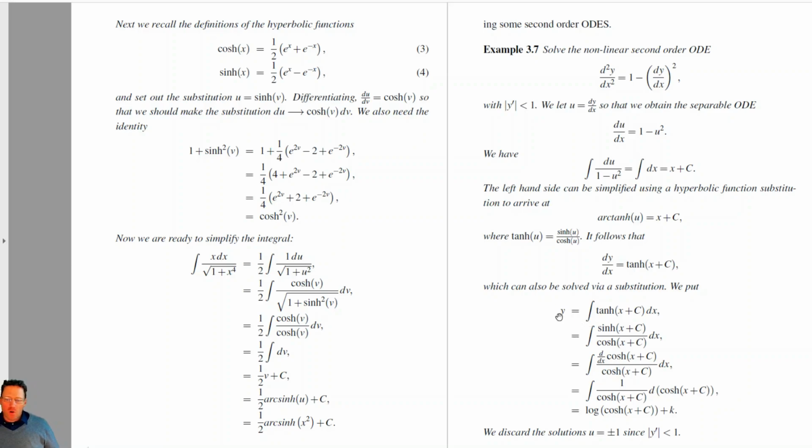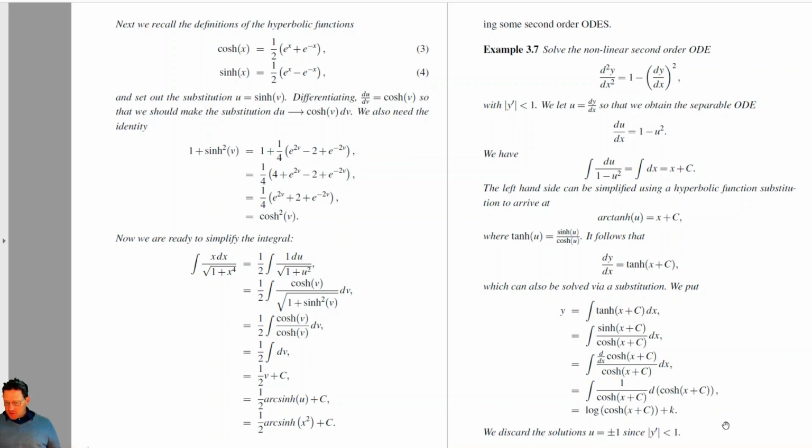Now we put y is equal to the integral of tanh. Replace tanh with sinh over cosh. Now observe that sinh is the derivative of cosh, and so we actually have the integral of 1 over cosh with respect to cosh, which is log of cosh of x plus c, and then we need a new constant of integration there.